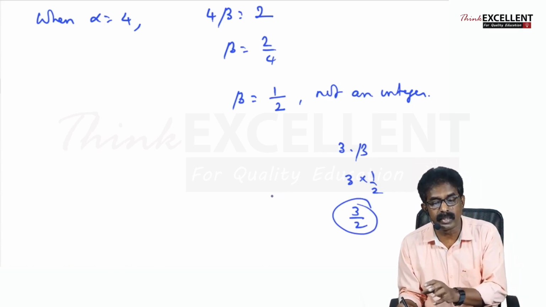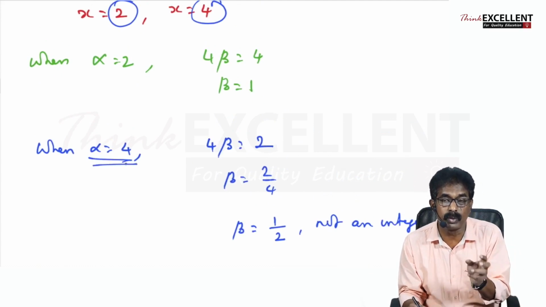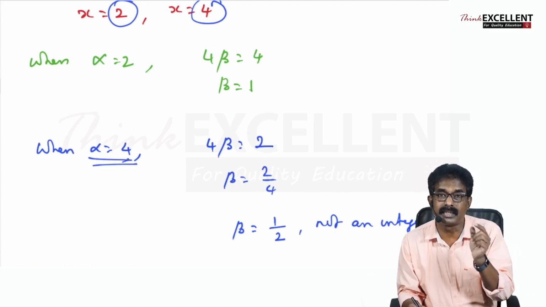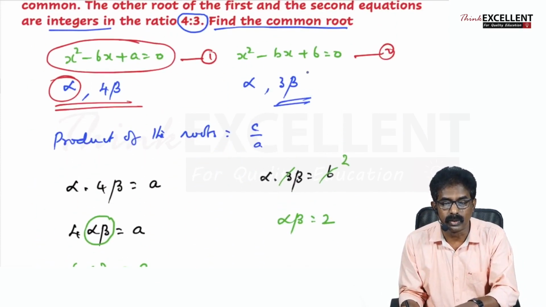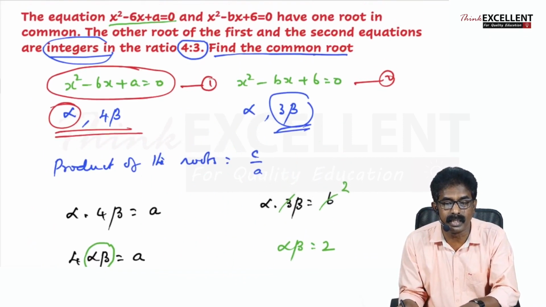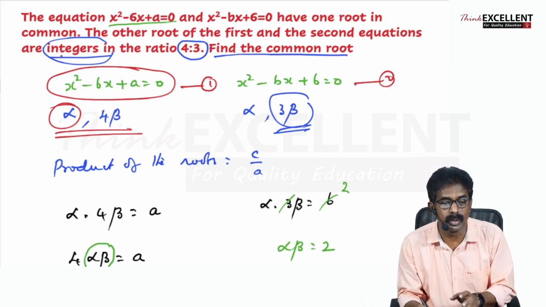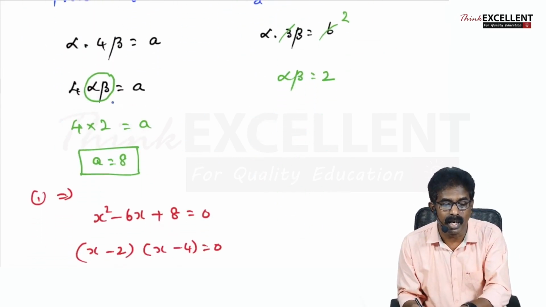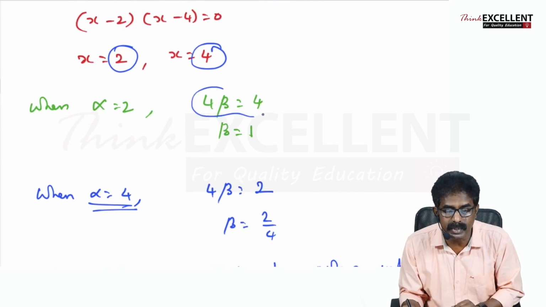So you cannot take the second case, because if you take the common root alpha as 4, then in the second equation, the second root, that is 3 beta, becomes a fraction, it is not an integer. But they said the other roots of the first and second equations are integers. Here 4 beta is an integer.